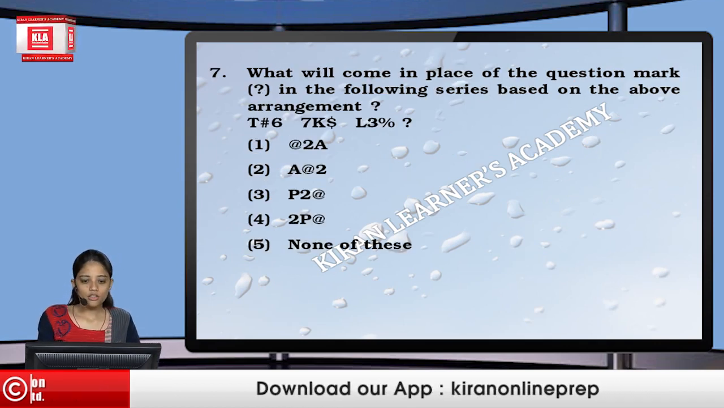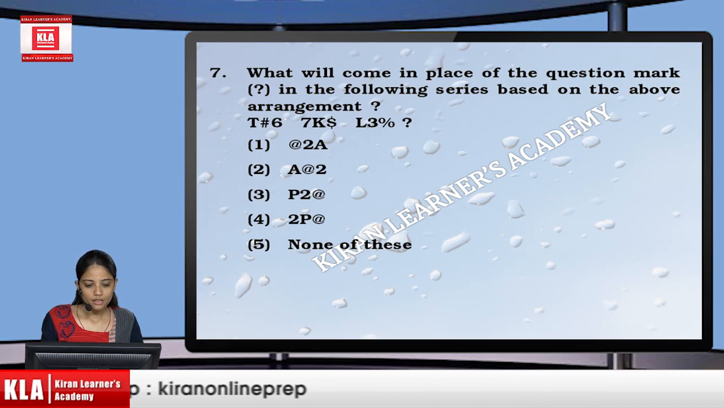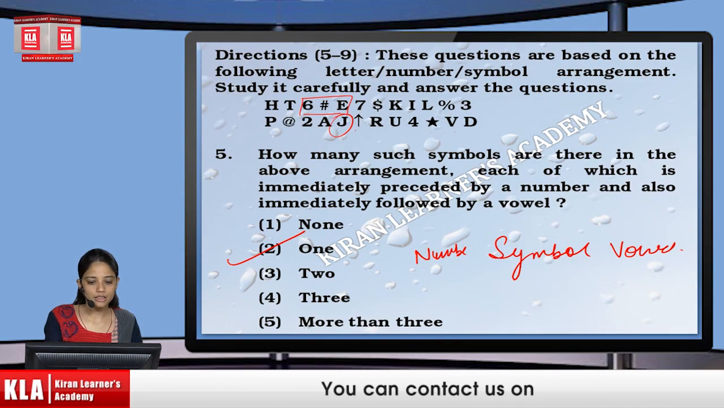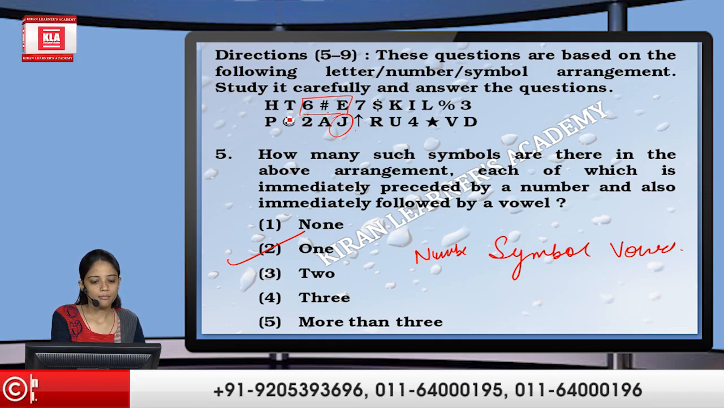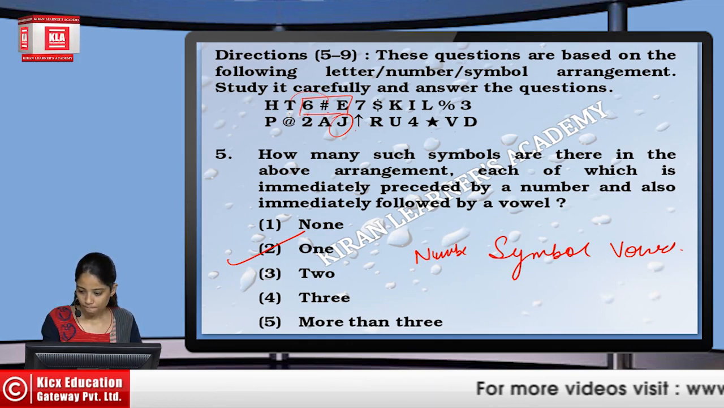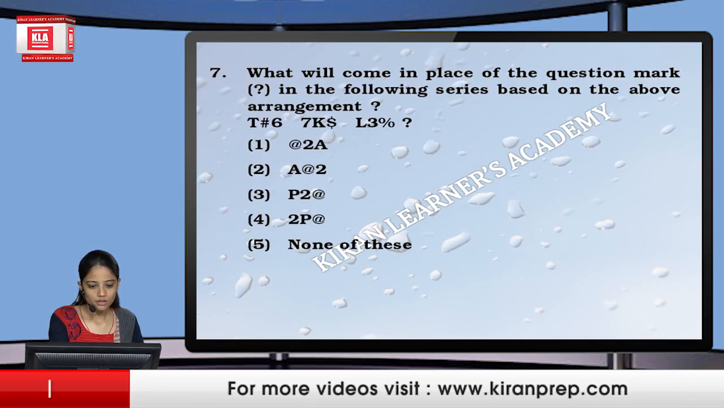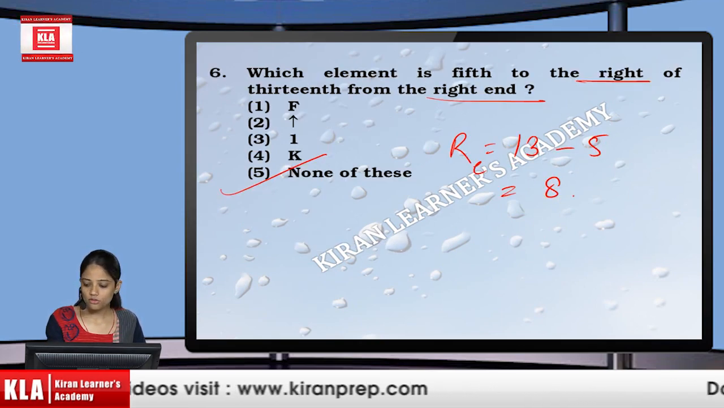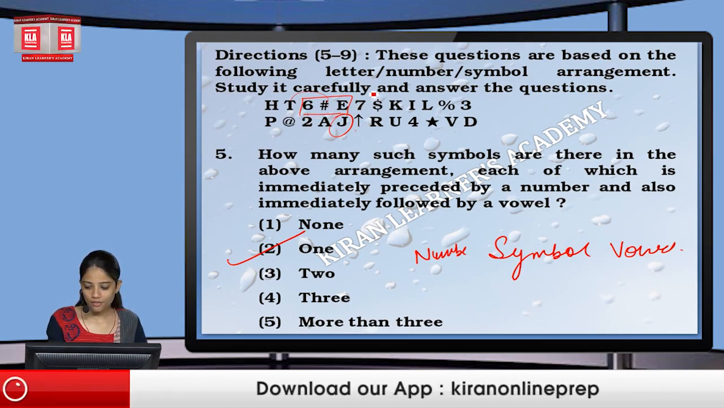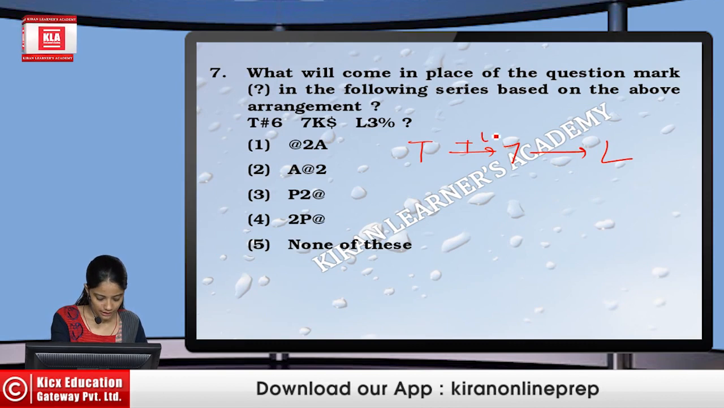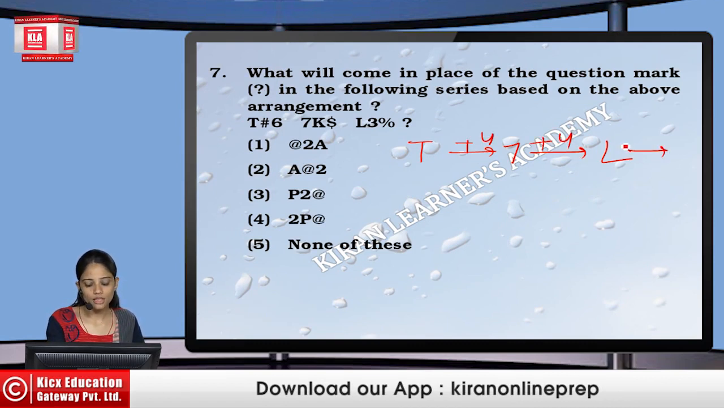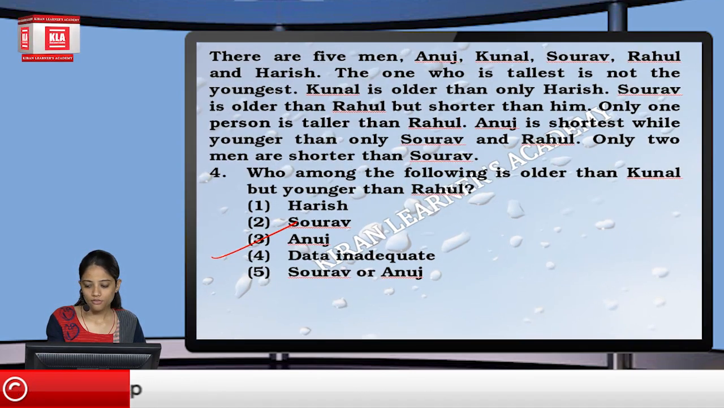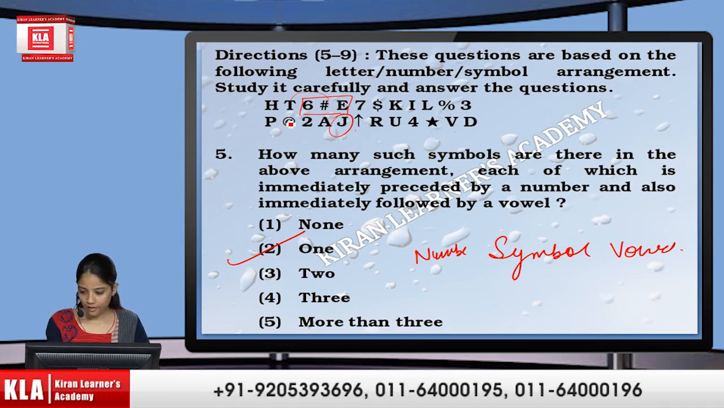Next question. Which of the following will come in place of the question mark in the following series based on the above arrangement? That means T, hash and 6. If we go back to the series, T, hash and 6 means we have to do plus 2 and then minus 1. T, we are going till 7, 7 to L. If we go from T to 7, then we have 3 alphabets in between, that means we have to do plus 4. And then 7 to L, again plus 4. From L we do plus 4, then we will get at the rate.